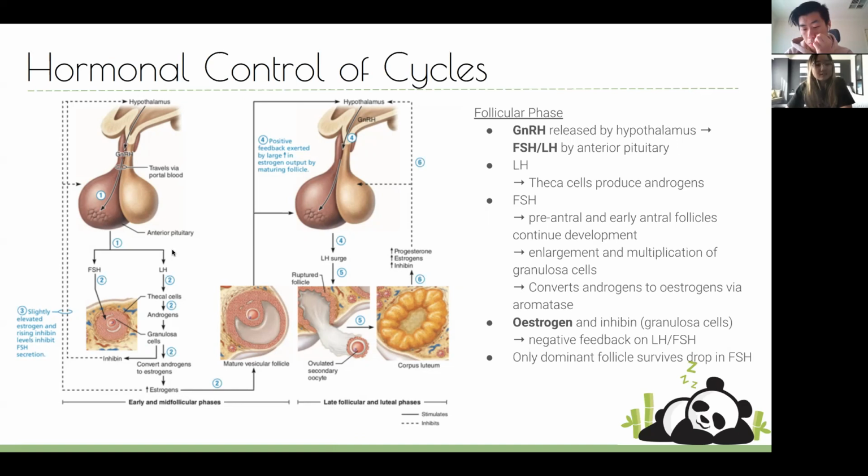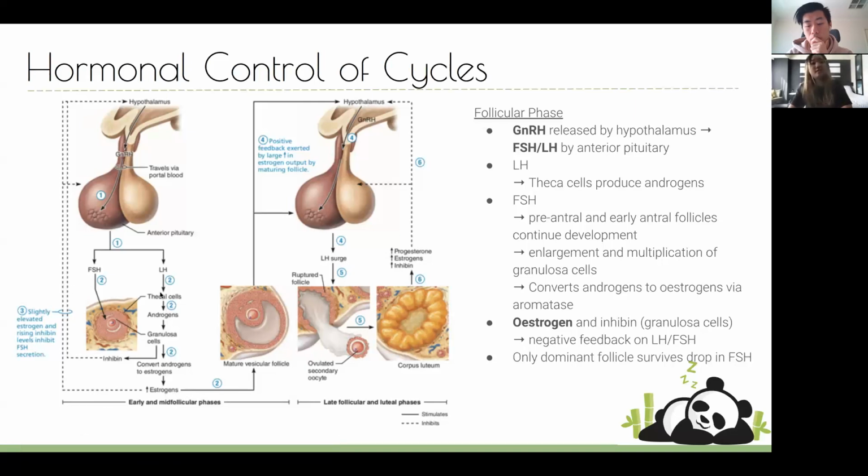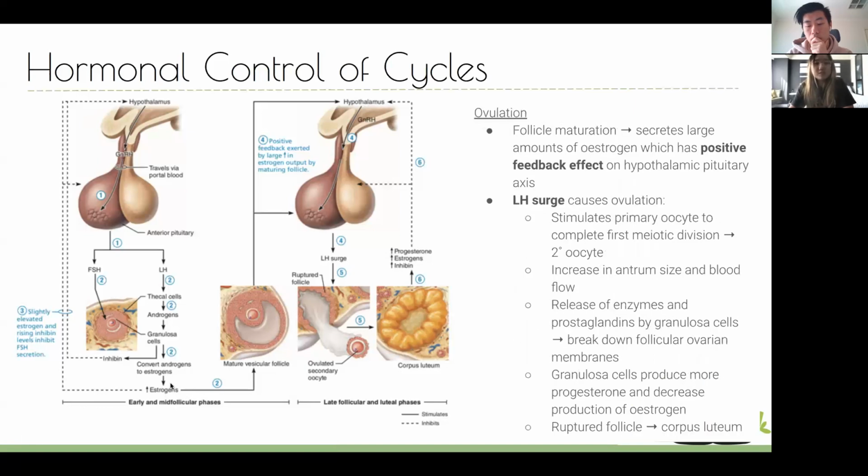The LH works on the theca cells, as I mentioned before, to produce androgens, and then the FSH works on the granulosa cells, which will use aromatase to convert the androgens into estrogens. So you get an estrogen increase in the early and mid-follicular phases, and that causes certain changes. And then estrogens will work back on these guys to have negative feedback and decrease their concentration at low doses, and only the dominant follicle survives a drop in FSH.